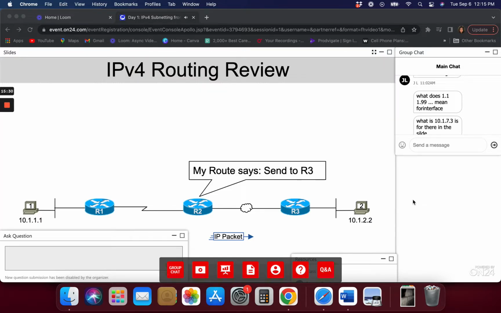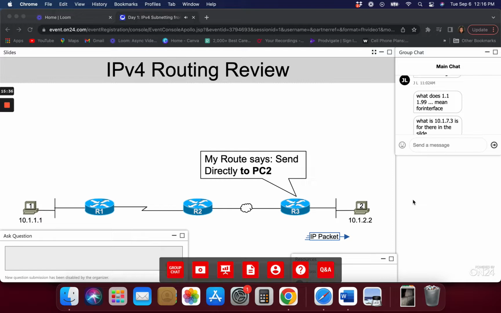So router R2 gets the packet. Router R2's route says, hey, send the packet to router R3 next. R3 gets the packet. His route says, hey, I don't need to send this packet to another router next. Let me send it directly to the destination, PC2, and router R3 does just that.